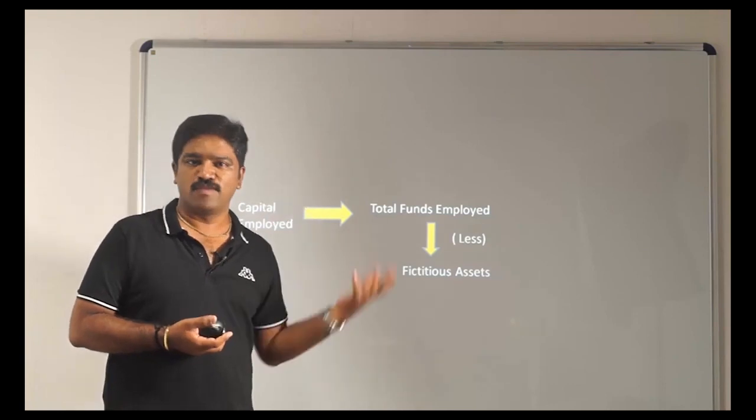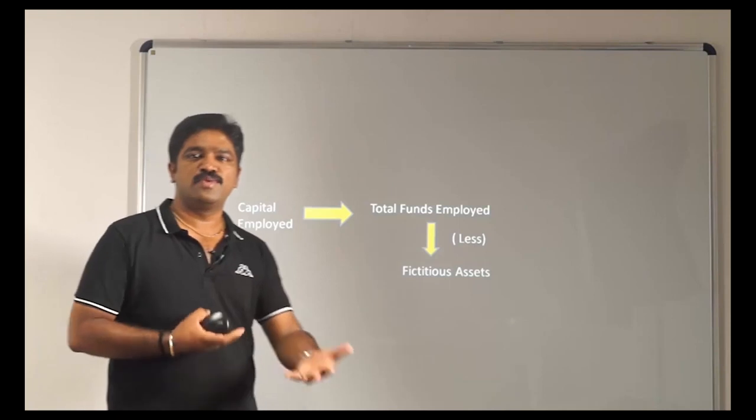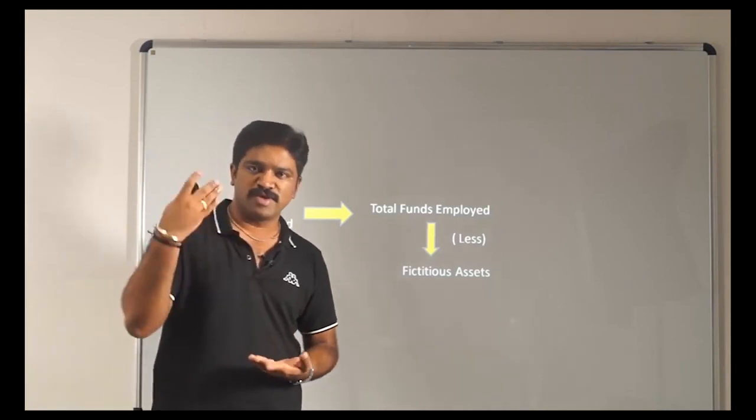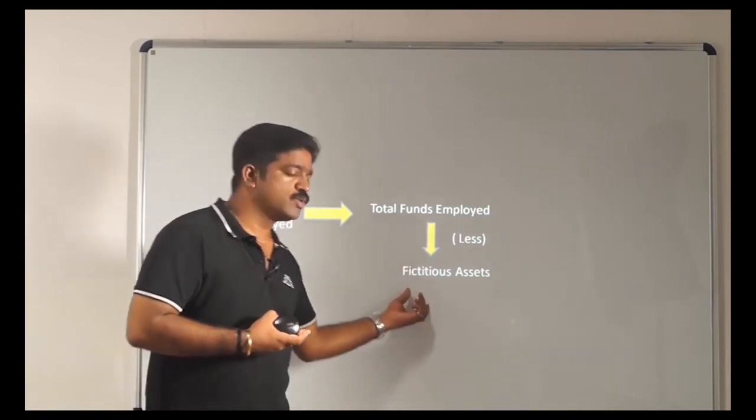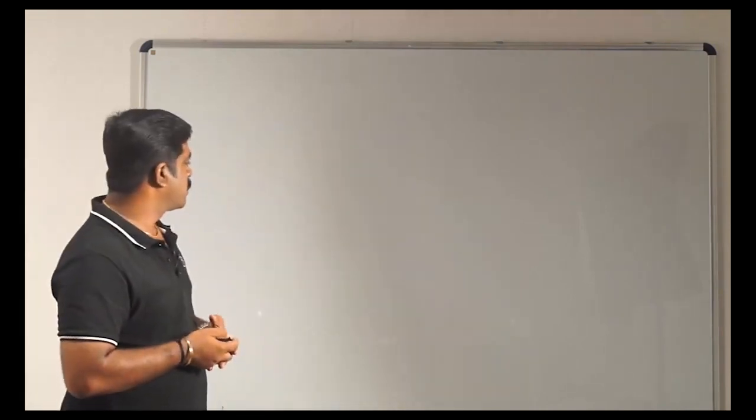In return on assets, the focus is on total assets. Here the focus is on total liability, which is of course equal to total assets. So in total assets, we have excluded fictitious asset, so in total liability also, we should exclude fictitious assets.